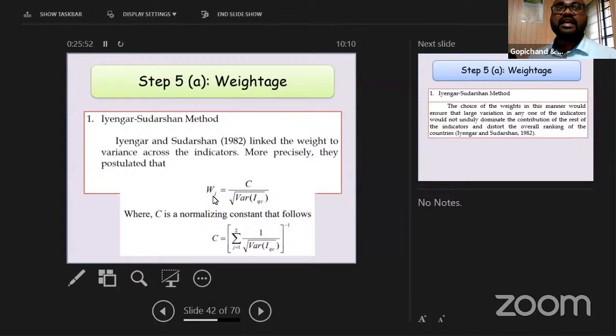the weightage is calculated based on the variance. If the variance between the two indicators is more, the weightage automatically decreases. It means that if the variance between the indicators is very large, they are not related. They can't fit in that particular dimension, so they can be avoided. Based on this, weightage is done.